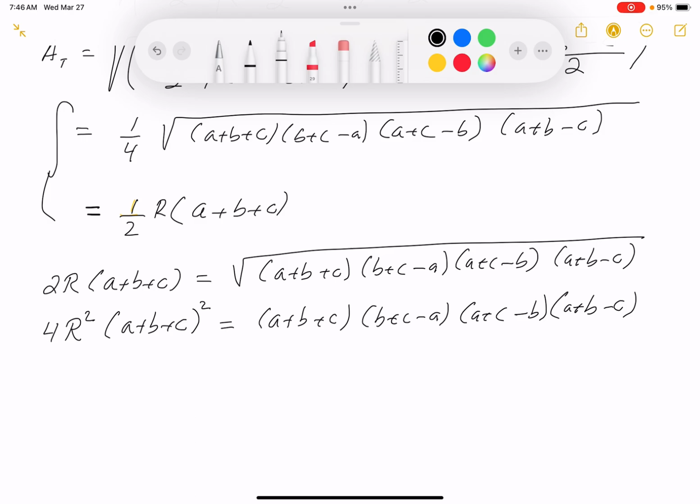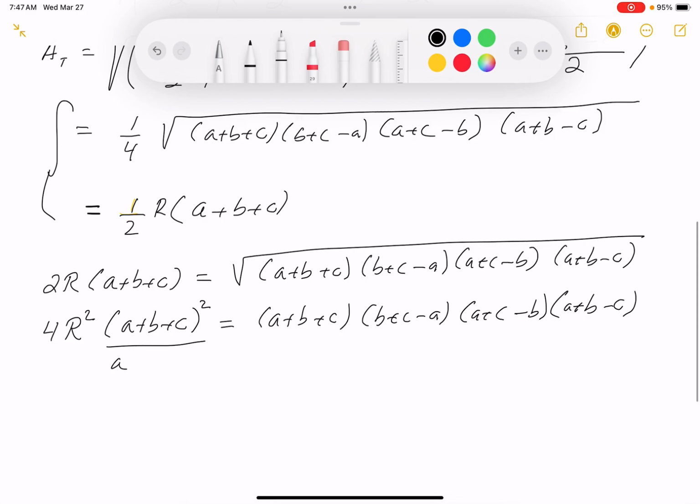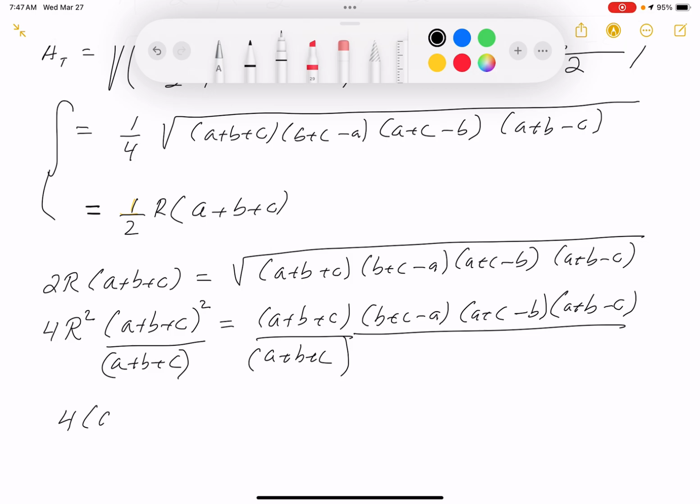All right. Now, what are you talking about? I'm looking at what I'm supposed to be getting. I'm supposed to be getting 4R squared. I do see that, but I got a square there. So what I'm going to do is divide both sides by this thing. And what do I get now? I get 4 times A plus B plus C times R squared. And what do you get on the right side? You get B plus C minus A, A plus C minus B, A plus B minus C.